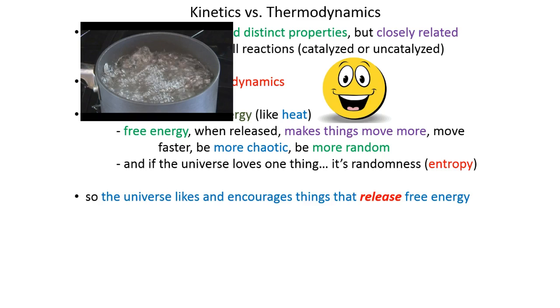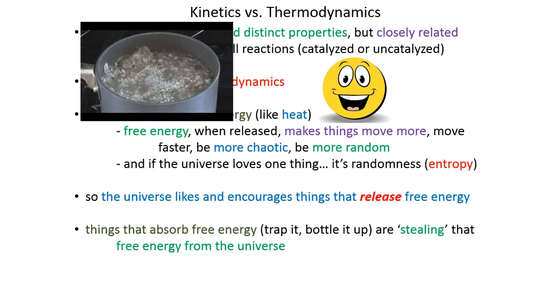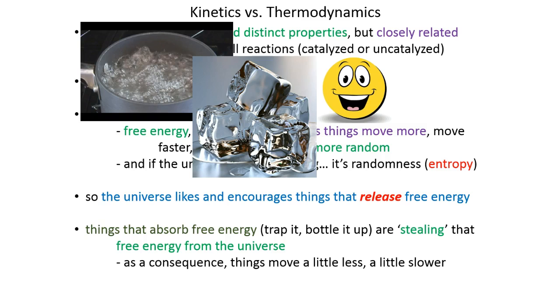So the universe allows any reactions to occur that release free energy. That means heat will be given off by those reactions. These are exothermic reactions, and that heat will speed up molecules, making things more random. On the flip side, reactions that absorb free energy, reactions that take free energy out of the universe, therefore cooling that area down, are stealing free energy from the universe, making molecules move a little bit less, making things move a little bit more slowly.